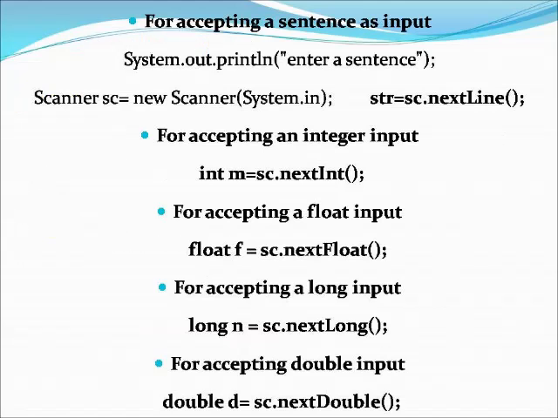Here you can see the sample code for accepting various types of inputs from the user using the Scanner class. The first one is for accepting a sentence. The second one is for accepting an integer input. The third one is accepting a float input. The fourth one is accepting a long input. And the fifth one is accepting a double input.